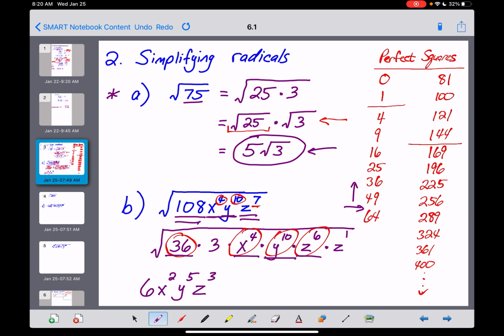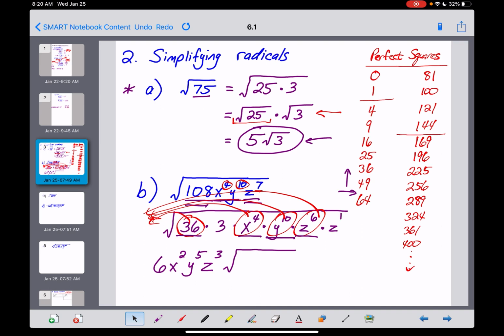All of that we were able to bring out in front of the radical. But the radical itself is still there, so there's still a square root sign. And now, what's stuck underneath the radical? Everything that we were not able to circle and bring out its square root there.